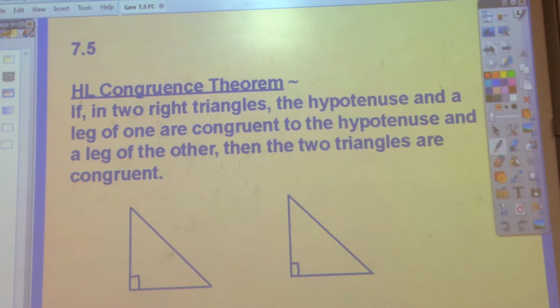If you have two right triangles and the hypotenuse and the leg of one are congruent to the hypotenuse and the leg of the other, then the two triangles are congruent. Let's take a peek at an example of this.